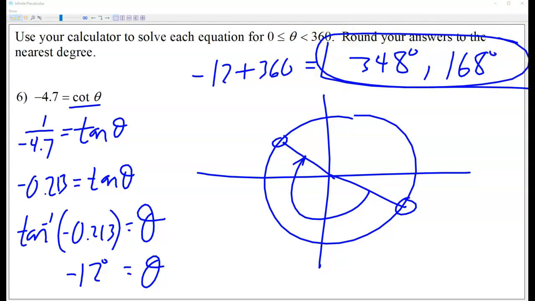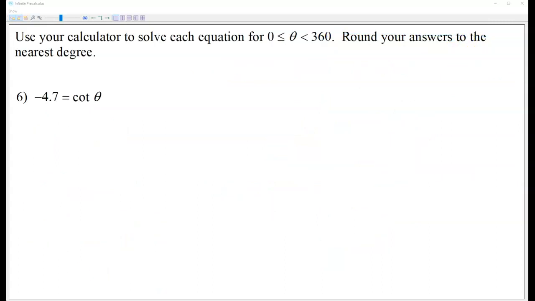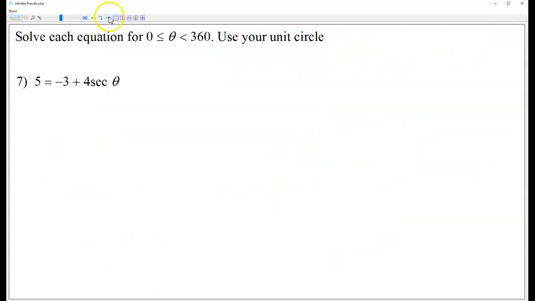Okay. And just to kind of show you guys the angles, 348 looks like that, and the 168 looks like that. So those are the two angles that we're looking at. It's not this blue line that I've traced. That was for subtracting 180. But anyway, so there's the end of those types of questions. Let's go ahead and move on to a different type of question now.